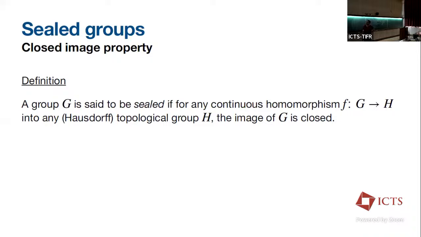And what we're going to talk about today mainly is some closed image properties. So a group G is said to be sealed, like really closed, if under any continuous homomorphism into any Hausdorff topological group, now I don't assume H to be locally compact anymore, the image of G is closed. So this is our new property.